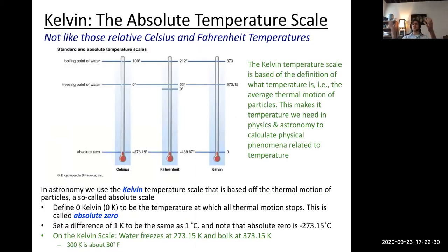Okay, so temperature is absolutely important. What kind of temperatures do we talk about? I talk about the temperature in this room. It's like 67 degrees Fahrenheit in here.